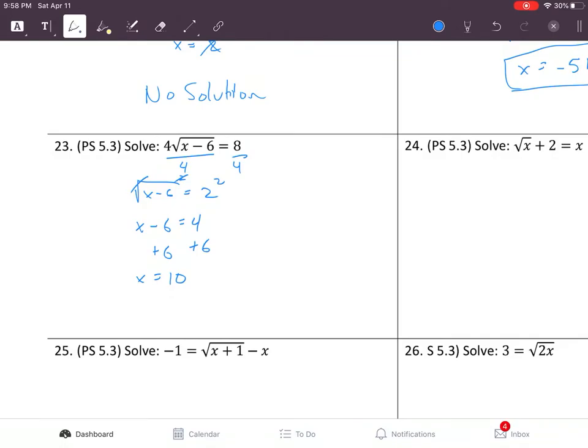So we've got to put this in the equation again. 10 minus 6 is 4. The square root of 4 is 2, and 4 times 2 is 8. So that checks out.